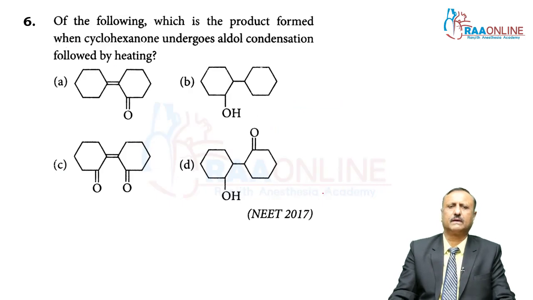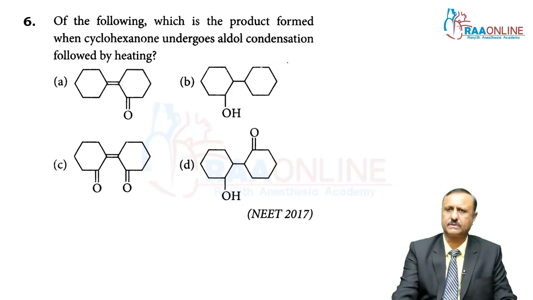Now, we can see question number 6, which was asked in NEET 2017. Of the following, which is the product found when cyclohexanone undergoes aldol condensation followed by heating? Dear students, in aldol condensation, we replace the alpha hydrogen atom of one of the aldehyde or ketone compounds in which alpha hydrogen atoms are present. Here if you take cyclohexanone, this is a carbon atom, and 2 hydrogen atoms are attached to this carbon atom. These are called alpha hydrogen atoms. These are alpha carbon and these are alpha hydrogen atoms.